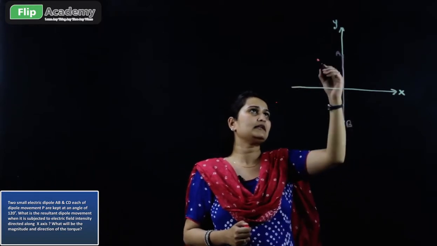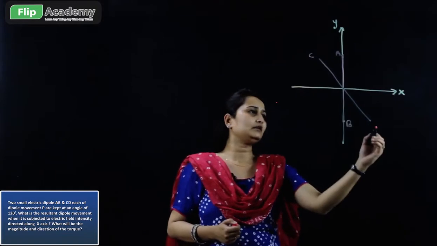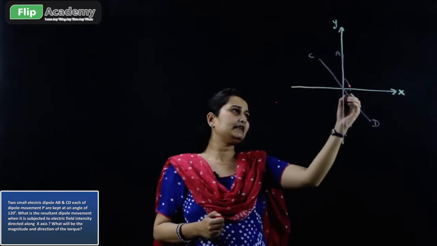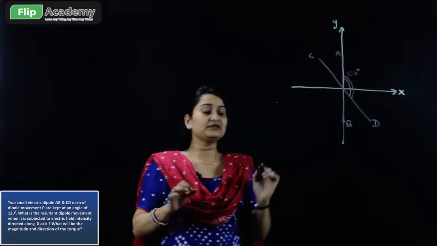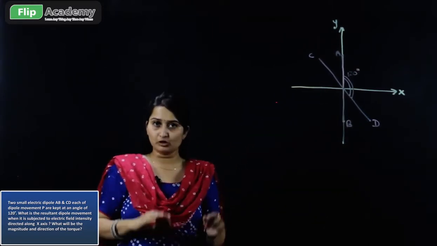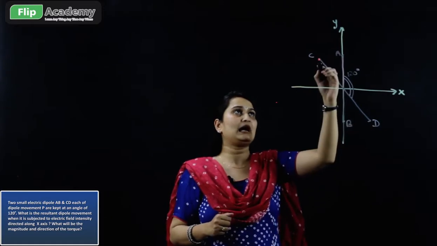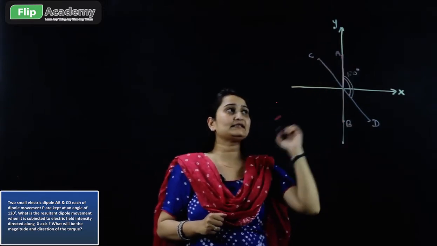Similarly, let's say this is CD. AB and CD are at 120 degrees to each other. This is the diagram which is given to you. You have to find the dipole moment and the torque associated with it. If you look at this diagram, this is CD and this is AB.